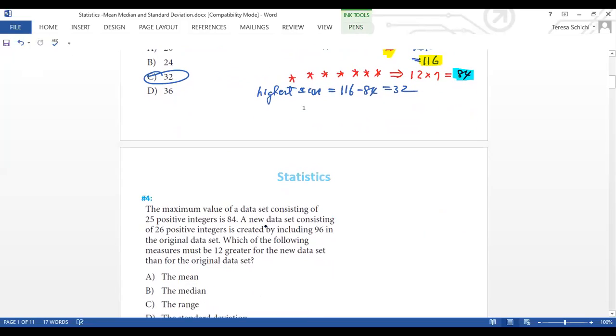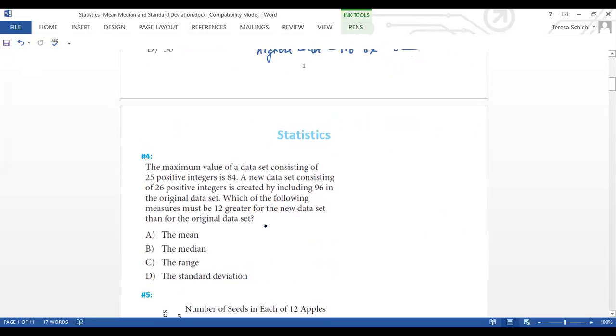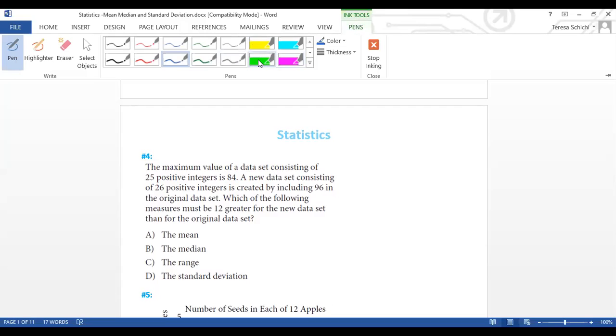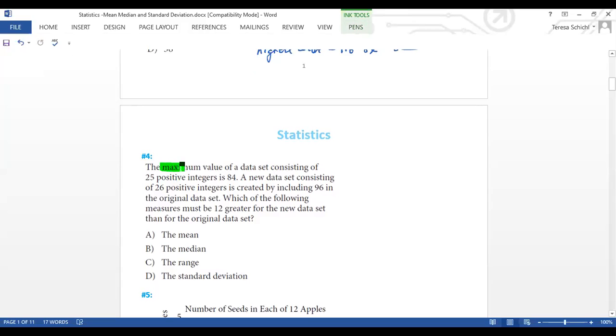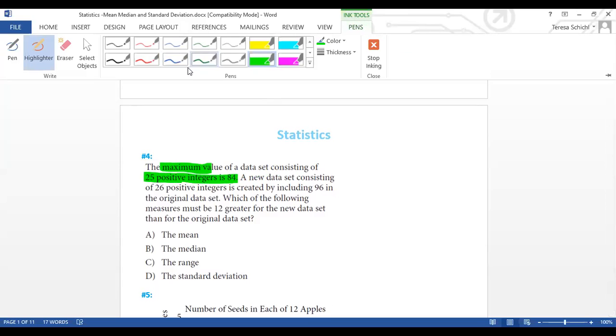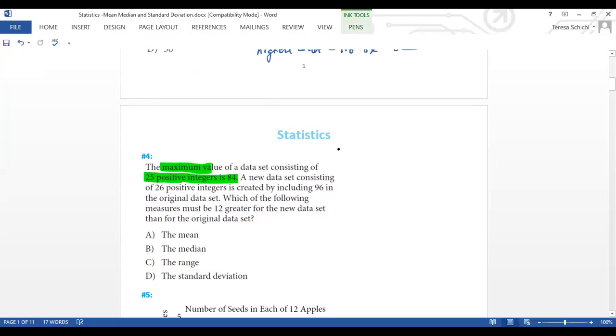Okay, now let's take a look at number 4. Let's highlight all the things we need to know. The maximum value of a data set consisting of 25 positive integers is 84. What does that mean? I have a data set, and in total there are 25 values. You tell me this is my largest one, so here this is 84.